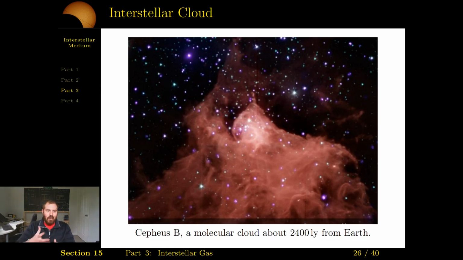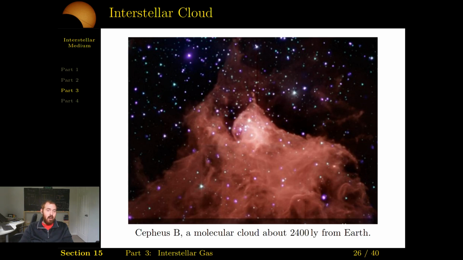So, some pictures to try and help us with these terminologies, trying to narrow these down. Here's a great example of an interstellar cloud. This is a Cepheus B. It's called a molecular cloud. That thing's only a few thousand light years away from Earth, so it's definitely in the Milky Way.